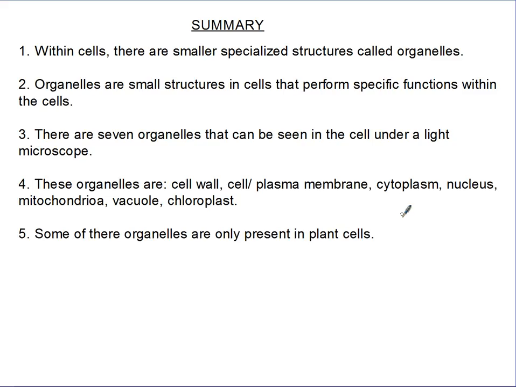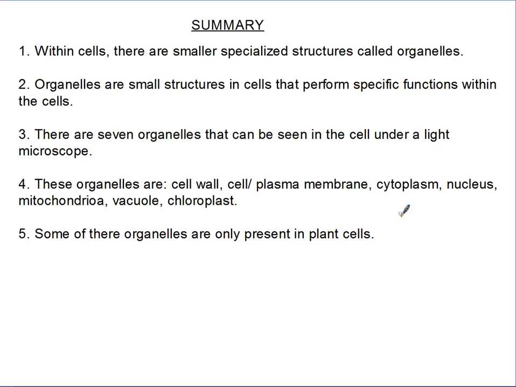There are 7 main organelles that can be seen in the cell under a light microscope. When we examine the cell under an electron microscope, there are several other organelles that can be seen, but under the light microscope, these are the 7 that we see.